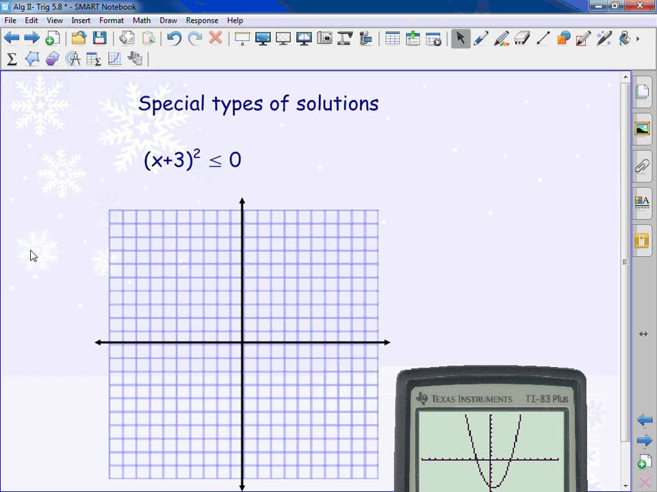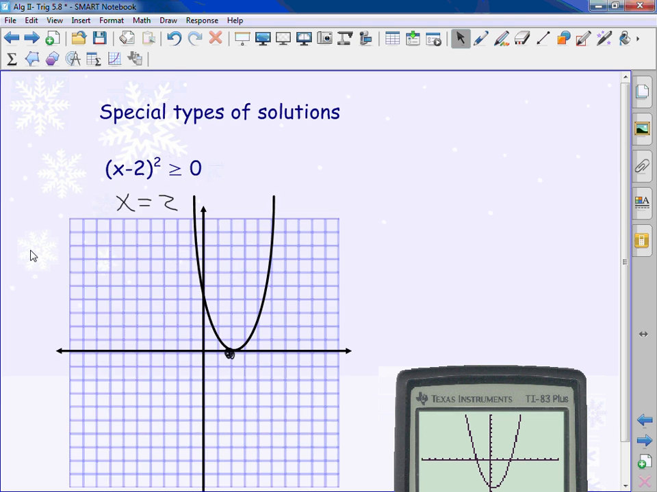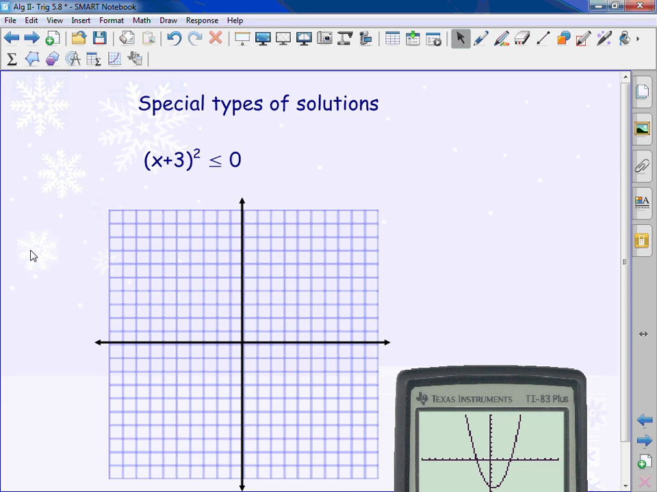How about this one? We would think this one is an and statement. But this is special. What's making these special compared to the other ones? It's a perfect square. What's my 0 at? My 0's at negative 3. My u goes like that, right? It needs to be less than or equal to 0.